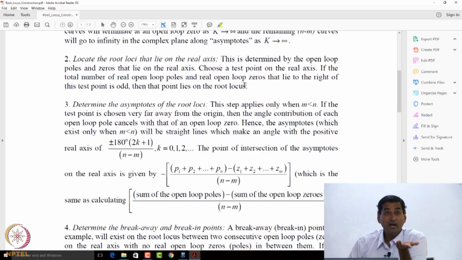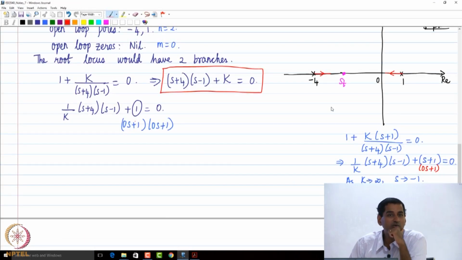I can have complex conjugate open loop poles and complex conjugate open loop zeros. But it so turns out that if I have complex conjugate open loop poles and complex conjugate open loop zeros, their angle contribution to any test point on the real axis would be either 0 or an even multiple of pi. It will cancel off.